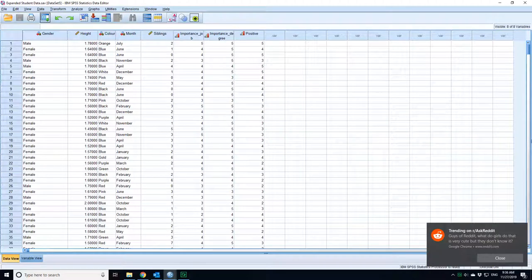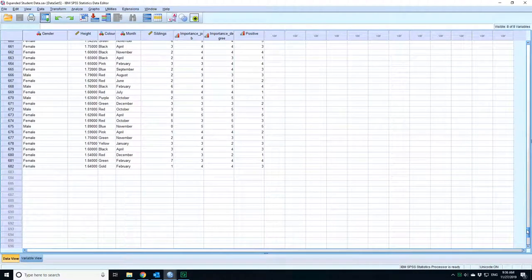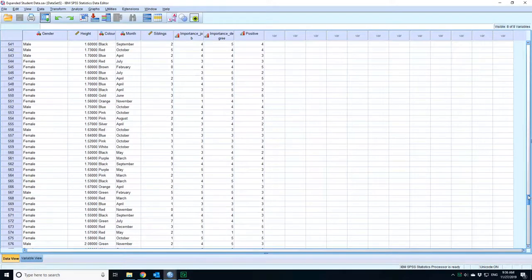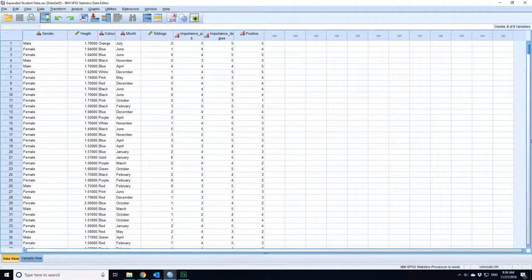This is yet another set of student data where I asked them to tell me what their gender was, what their height was, what their favourite colour was, which month of the year they were born in, how many siblings they've got, how important statistics is to their job, how important statistics is to their degree, and how positive they feel about statistics. So in this case, I've got an awful lot of data. I've now got 682 people in the list. So that's quite a lot.